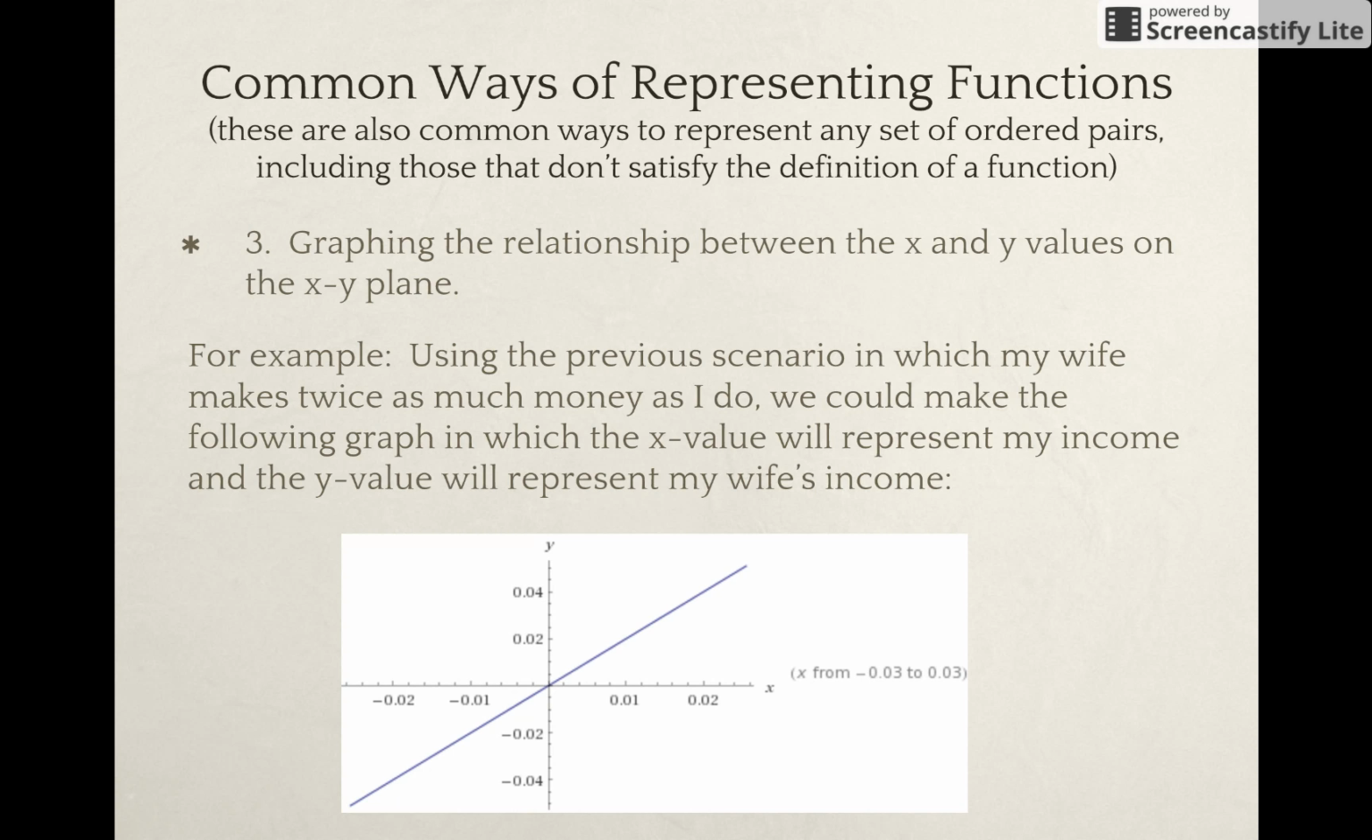Using the x-axis to represent my income and the y-axis to represent my wife's income, we see that at each step of the way, whatever my income is, she has double that amount. If I'm at 2 hundredths, I know that's a weird value for my x's to be labeled. If I make 2 hundredths, she makes 4 hundredths, and so on.